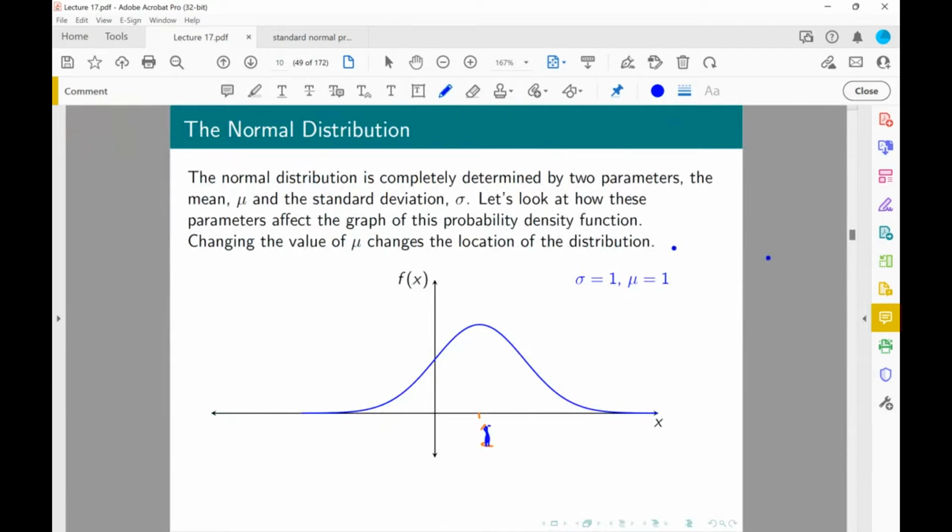So if we increase our mean, what do you think that's going to do to our bell curve? If we keep the same standard deviation, what does increasing the mean do to its location? Move it to the right. Do we agree with that? That it's simply going to move to the right?